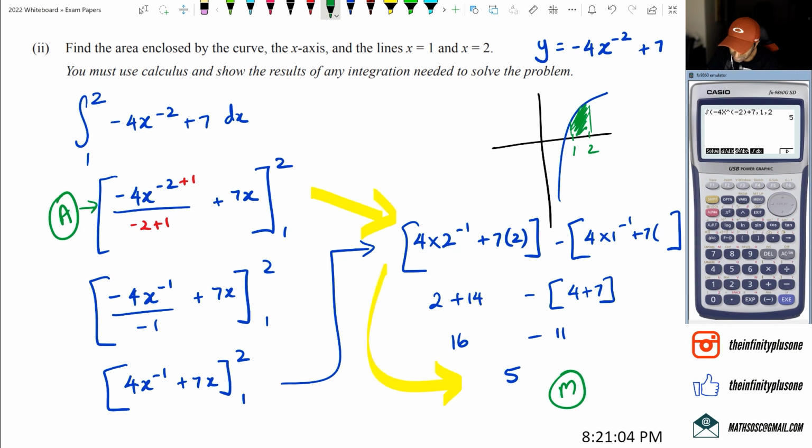Sorry, just made that mistake here. That should be 7 times 1. Let's try and change that out.